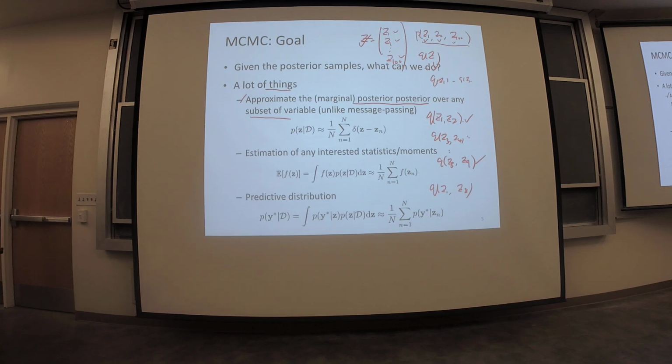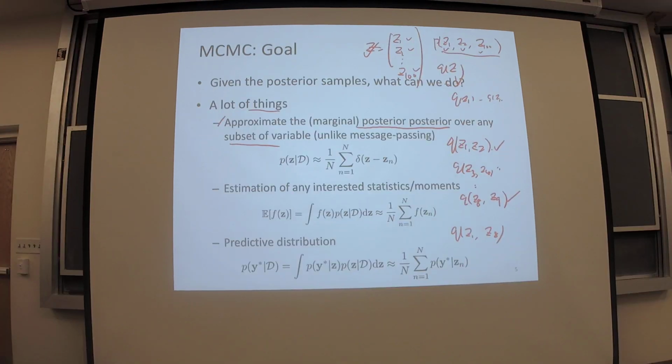100 components, right? How can I estimate the approximate posterior of Z1 and Z8? How can I do that? An idea? You can use empirical distribution, right?